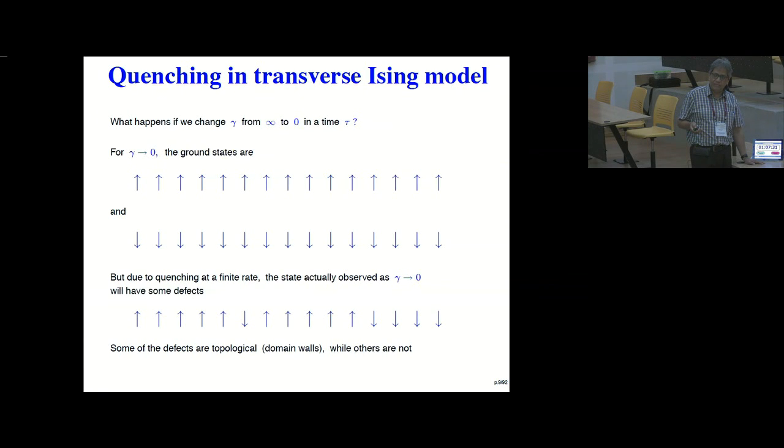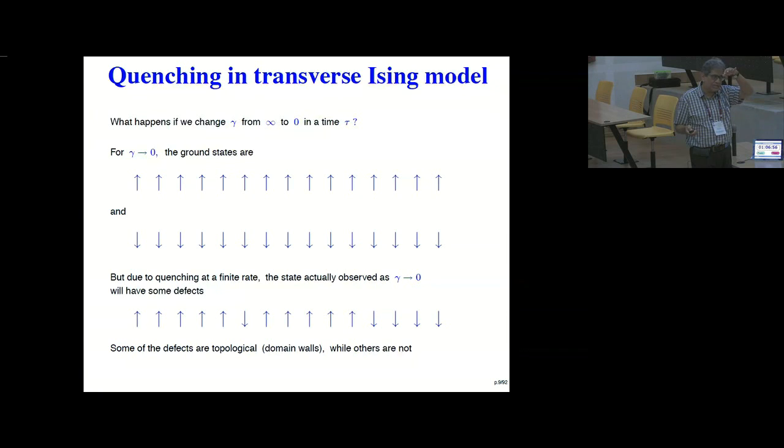So instead of being in one of the two ground states at gamma equal to zero, you'll find either domain walls like that, or single spins turned the wrong way in the middle of one of the ground states, and so on. So these are the typical kinds of defects that you'll see in this problem. Some of these defects are topological, like this domain wall, while others are not. This one is really not a topological defect. You can think of it as a combination of two domain walls which have come really close to each other. So there are different kinds of defects, topological or non-topological.